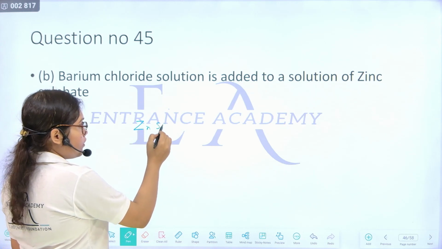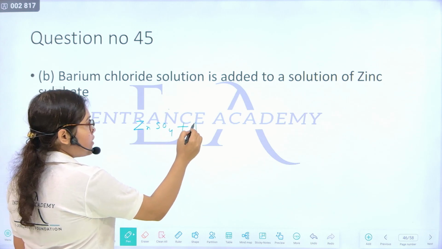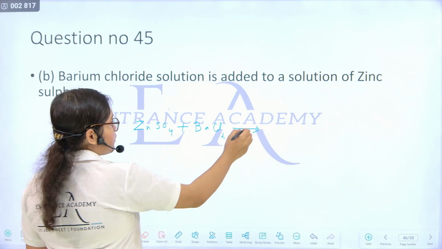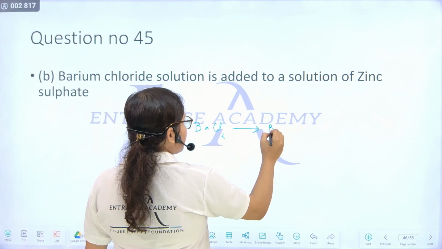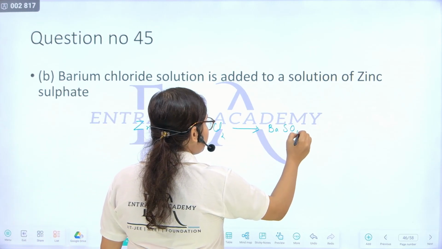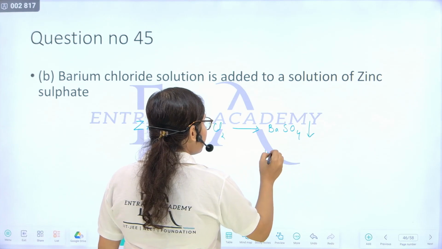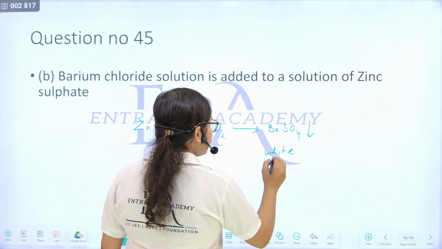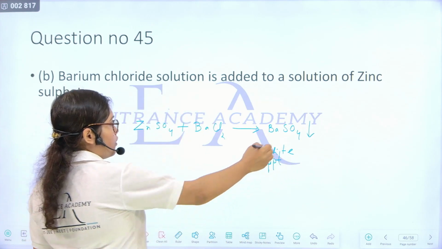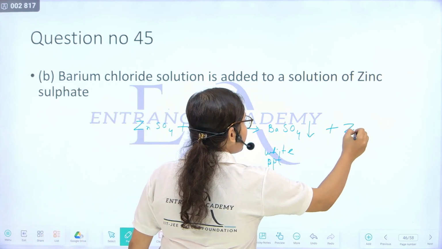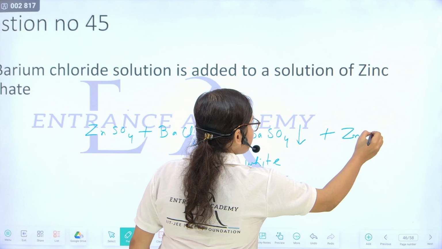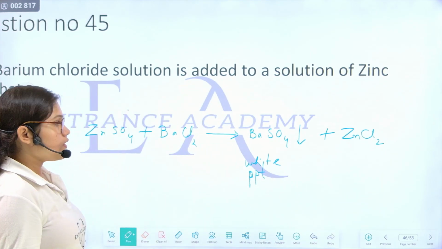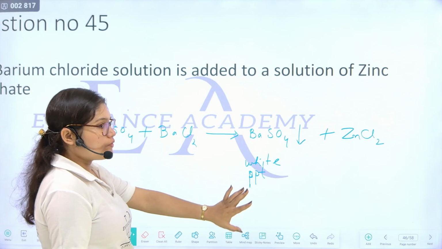Zinc sulfate and barium chloride. Again, white precipitate of barium sulfate plus zinc chloride is formed. This is the most important part, that the precipitate formed and the color of the precipitate.